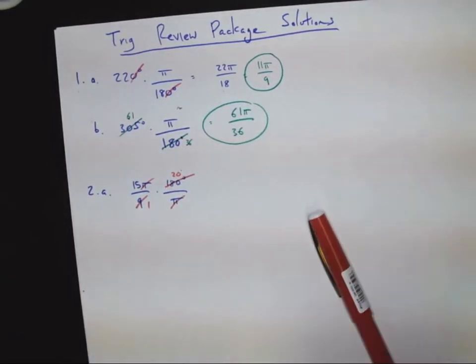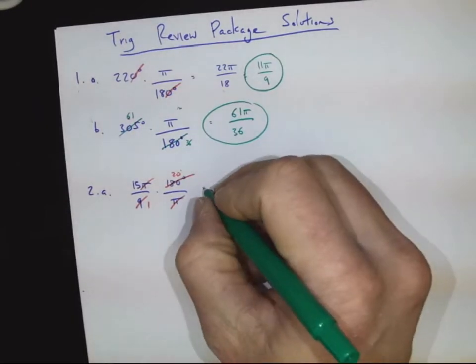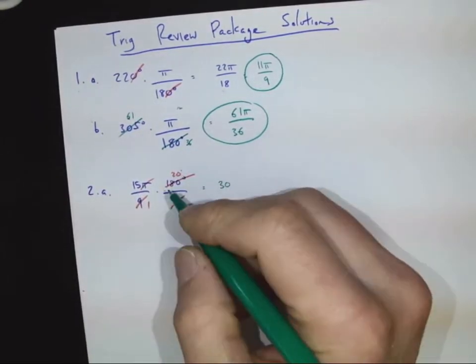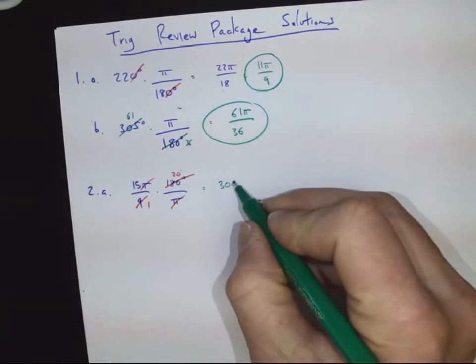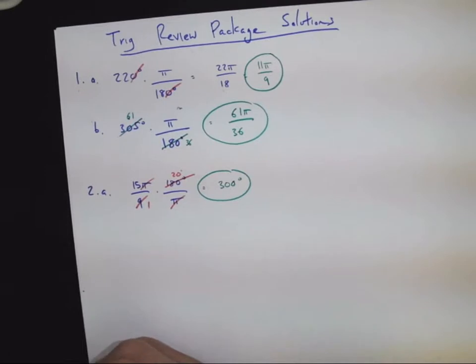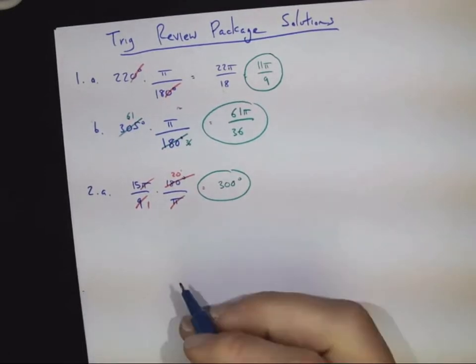And so it looks like most things cancel out, and we end up with whatever 15 times 20 is. 15 times 20 is, of course, 15 times 2, which is 30, plus that extra 0, which gives us 300 degrees. Okay. Question 2B.